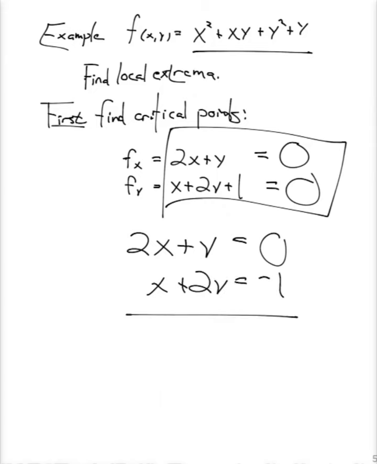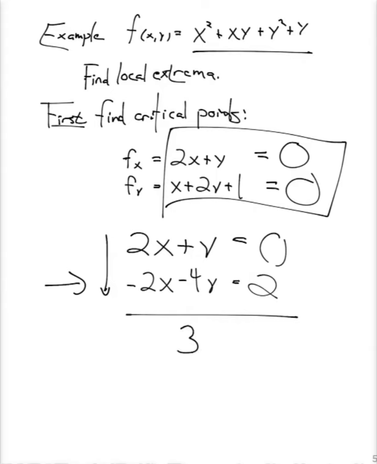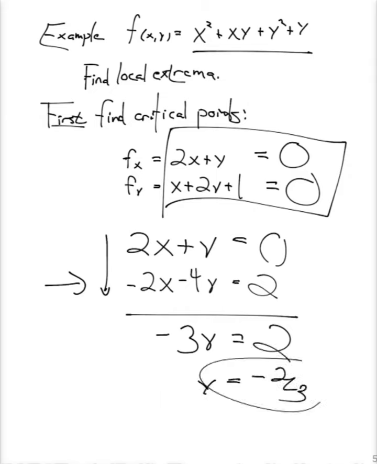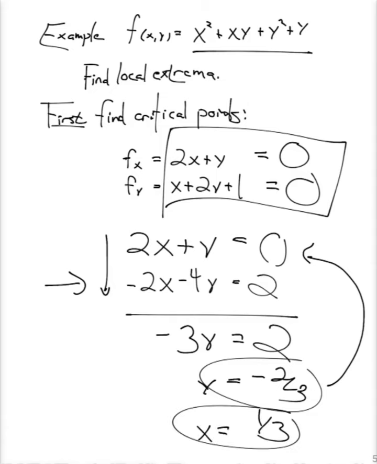Now, let's solve the system. I can multiply the second equation by -2 to obtain -2x minus 4y equals 2, and then I add these vertically to eliminate the x, which gives me -3y equals 2, or y equals -2/3. And now I can substitute this into either above equation to obtain a solution for x. And I obtain x equals 1/3.